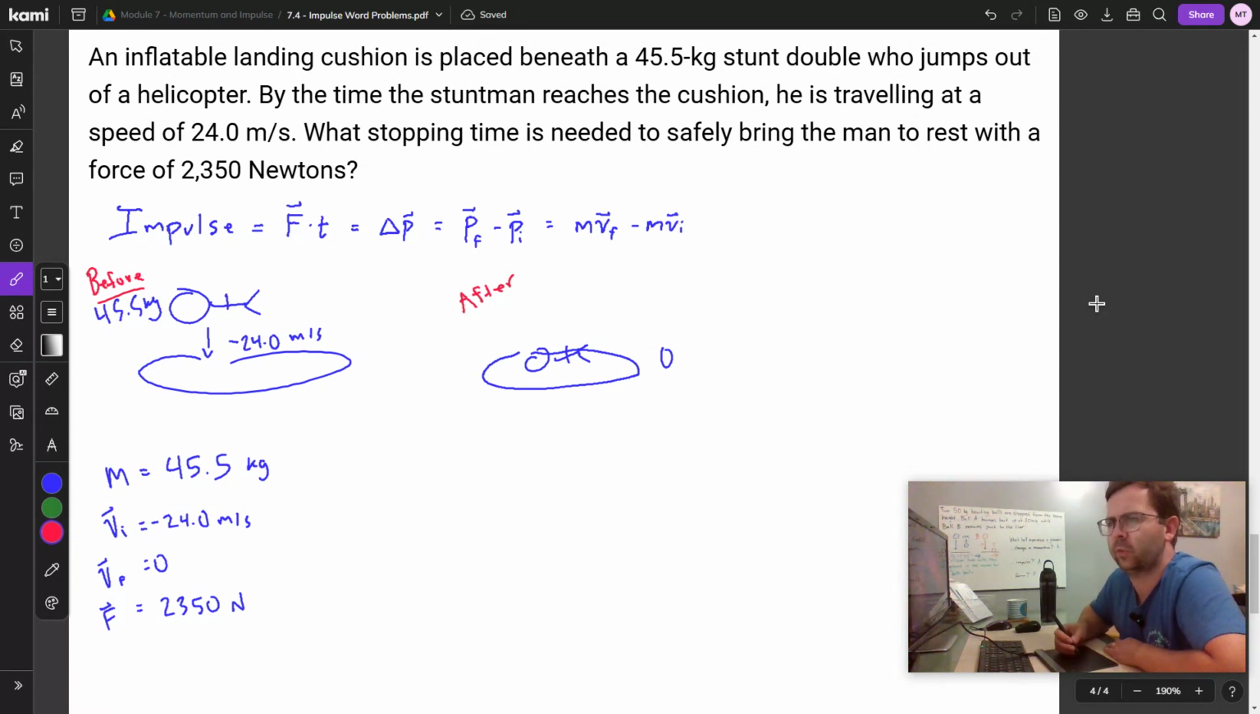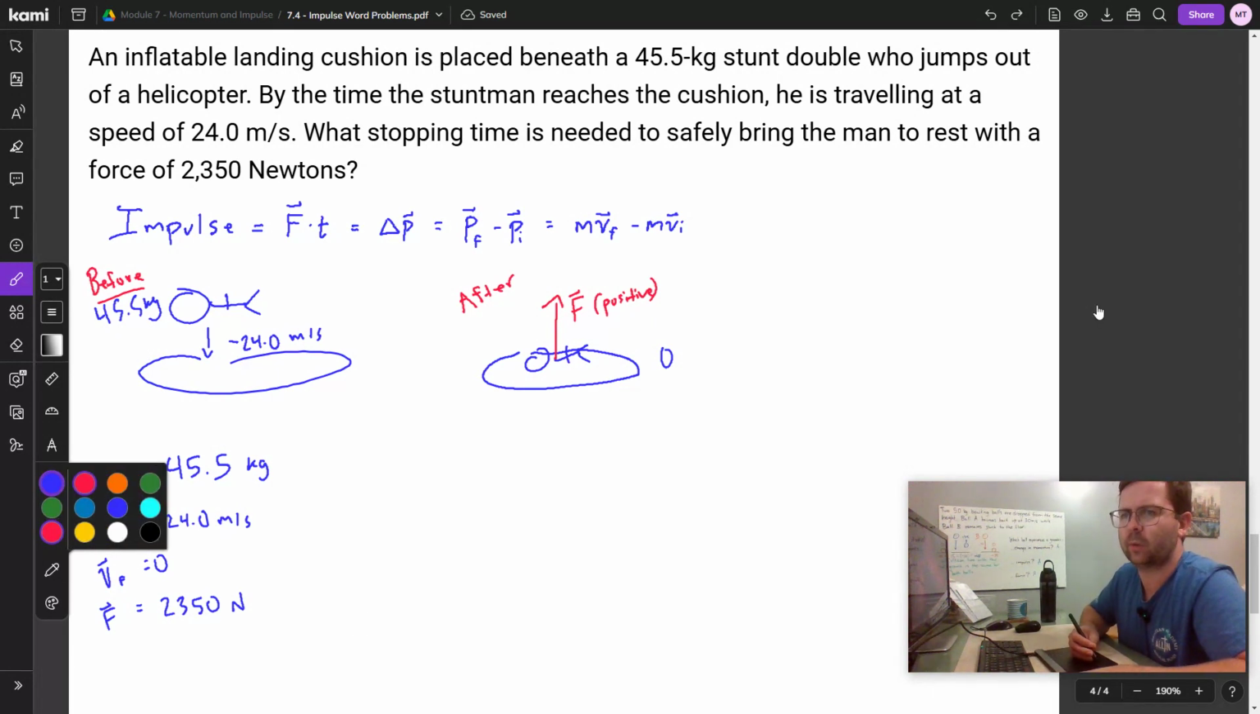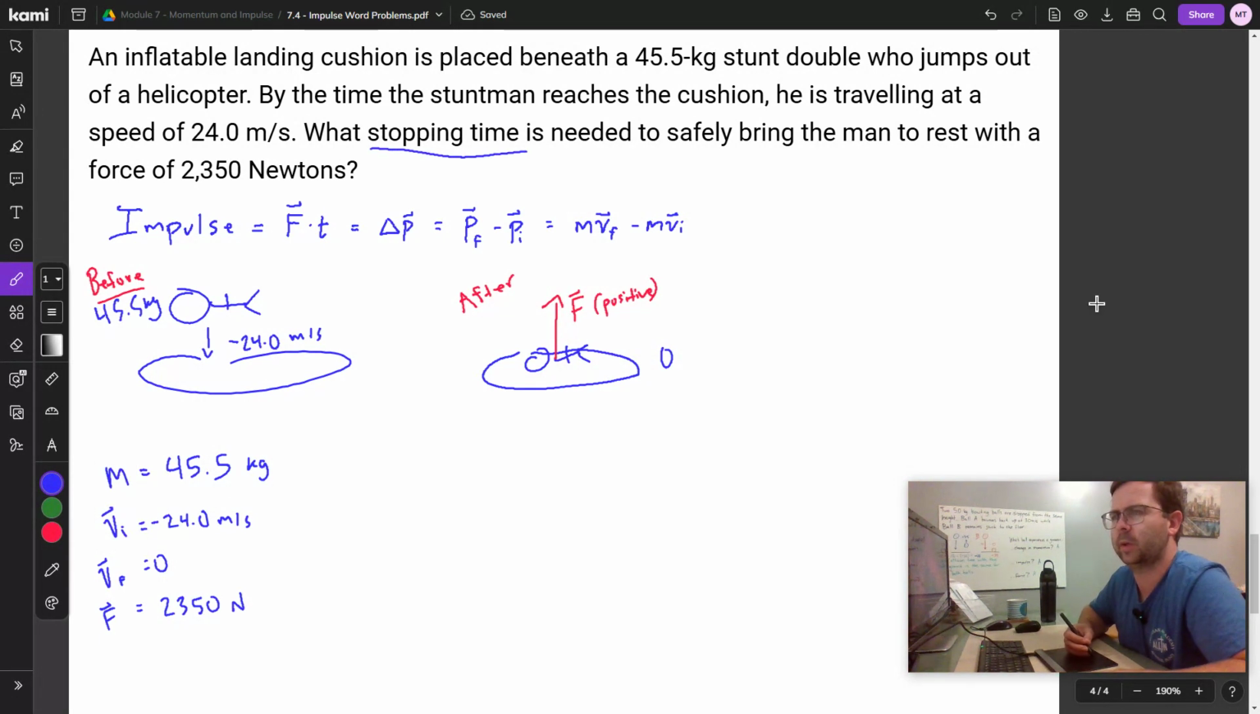So, what kind of force is acting to stop this man? He's moving down, but he's coming to rest. So, there must be some force acting this direction, which would be the positive direction. So, it's good to keep this as a positive 2350 newtons. Now we're going to be solving for, it says, what stopping time is needed to safely bring the man to rest. So we need to know how much time is going to need to go by here to make sure that this force is 2350 and that the person is safe.